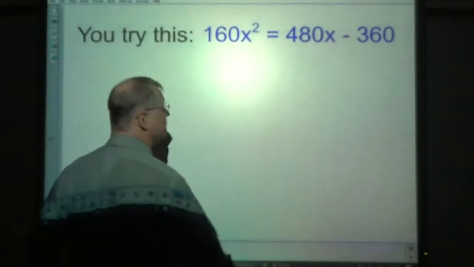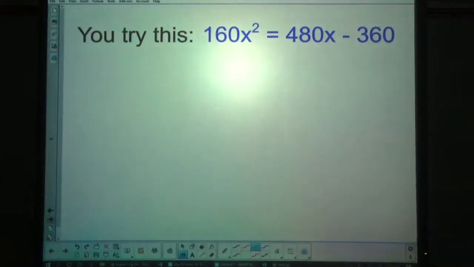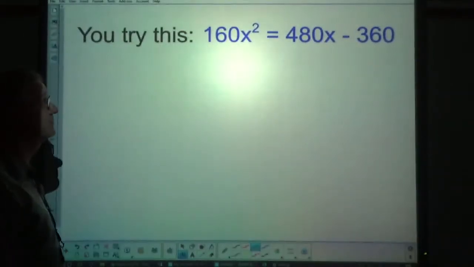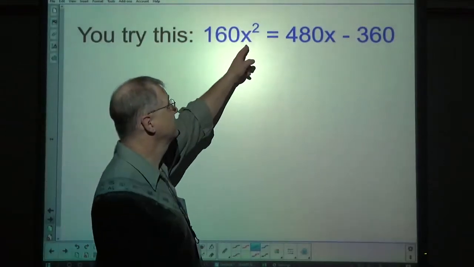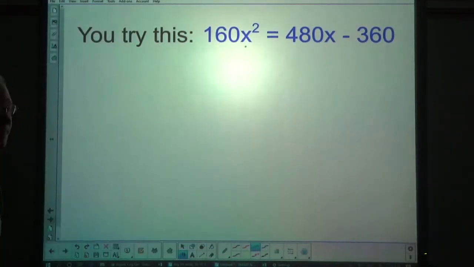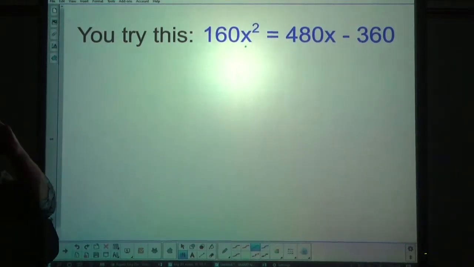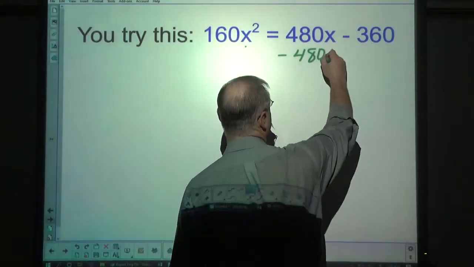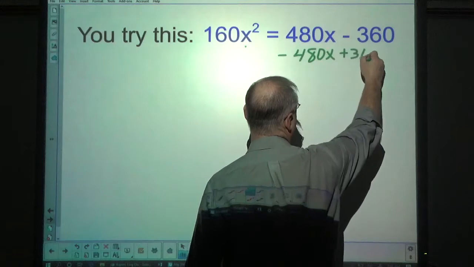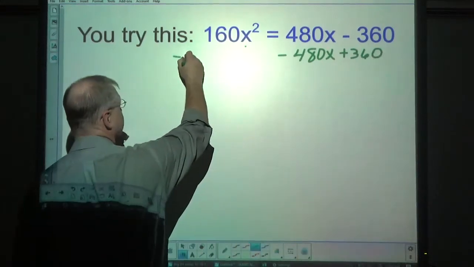All right, assuming you have just unpaused the video, having done this, the first thing is, what is my biggest exponent term? In this case, it is the x squared term. And so I want everything on that side since the coefficient for the x squared is currently positive. So I'm going to subtract 480x and add 360 to both sides.